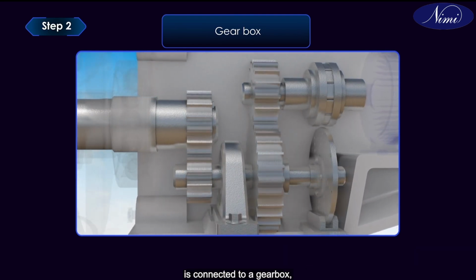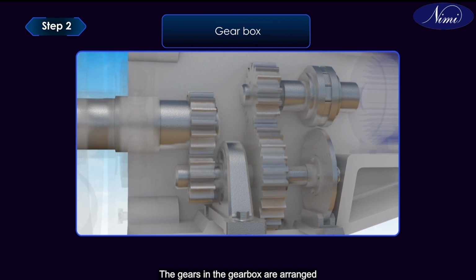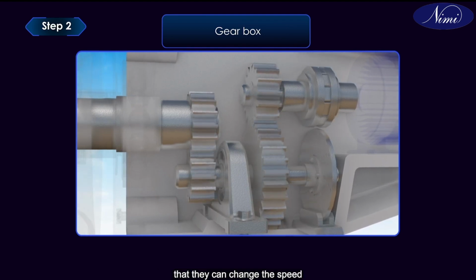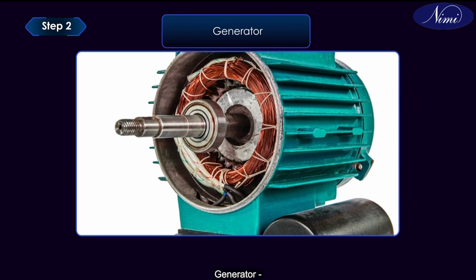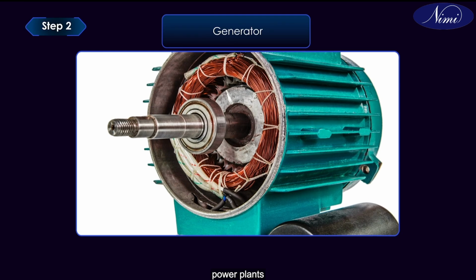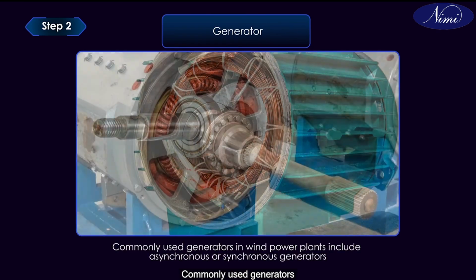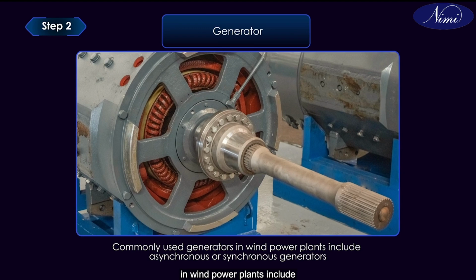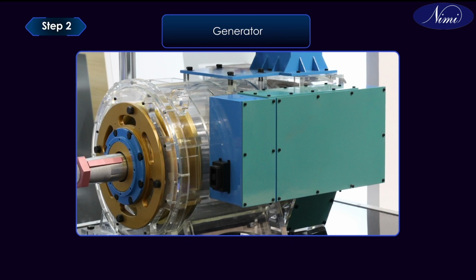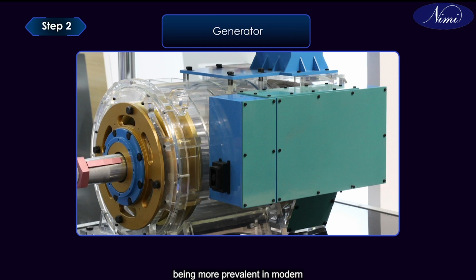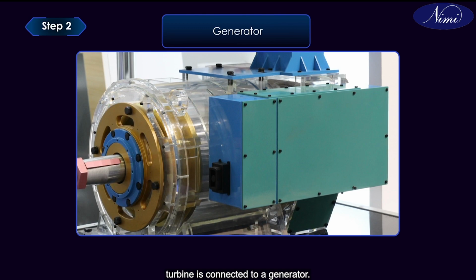The low-speed shaft is connected to a gearbox, which is a set of gears with different sizes. The gears in the gearbox are arranged in such a way that they can change the speed and torque of the rotation. Generator. It's important to note that wind power plants may use different types of generators depending on their capacity and design. Commonly used generators in wind power plants include asynchronous or synchronous generators, with the latter being more prevalent in modern wind turbine technology. The main shaft of the wind turbine is connected to a generator.